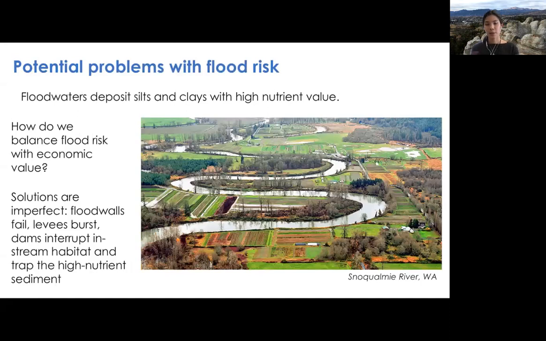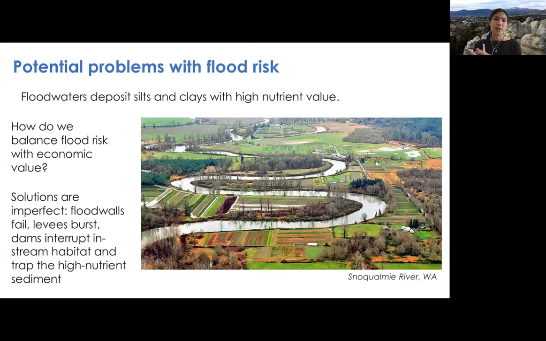Right, so this is an example from Snoqualmie River where everything in this image is at a bankfull stage, and all of the fields around it really benefit from having floods. And this is actually an area where we let it flood. We've decided the benefits are great enough, and for the most part, houses are out of the way. But this does create the problem where we have to balance the risk of flood to infrastructure and to ourselves with the economic value that flooding can bring.